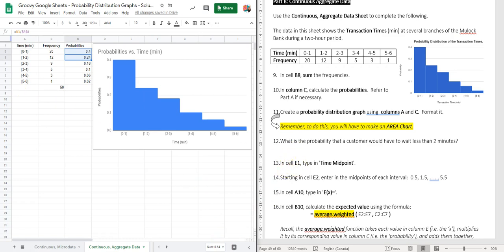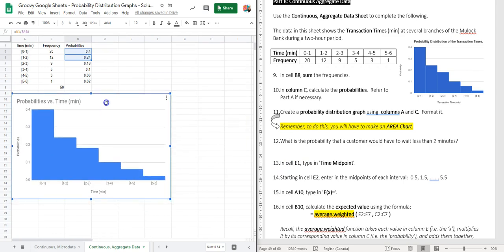Now in cell E1, so let's move this. In cell E1, we're going to type in time midpoint. And starting in cell E2, we're going to type in the midpoint of each interval. So the midpoint of each interval would be 0.5, 1.5, 2.5, 3.5, all the way to 5.5. And what we're going to end up doing is finding the expected value, which is the average. Because your data is in intervals, you need to use the midpoint as your data.